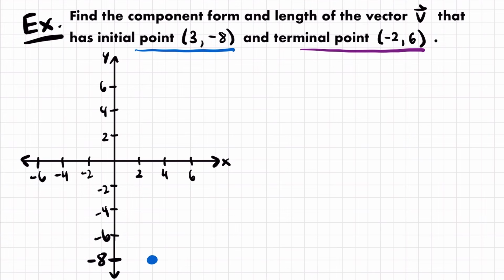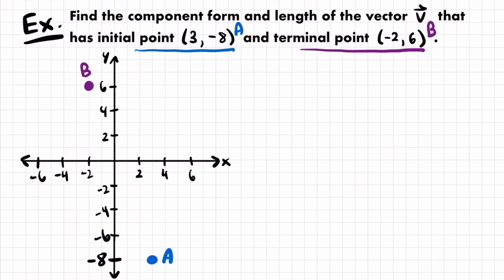And so that's our initial point. I'm actually going to label that with A. And so I'm just going to put A right there. And then B will be our terminal point. So I'll label this with B. And that is at negative 2, 6. So if we go to our coordinate plane, negative 2, 6 is right here. So that is our terminal point B.